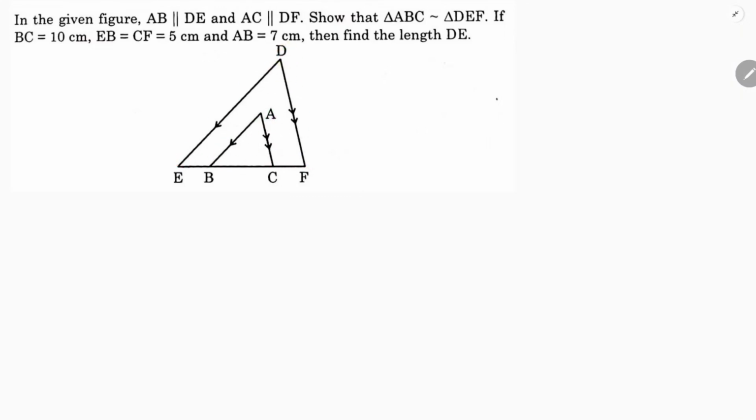We need to prove triangle ABC is similar to triangle DEF. Now see, here these two lines are parallel, AB and DE. So I'll take this angle and this angle. They both are equal because of the corresponding angles. Angle ABC equals angle DEF. Reason is corresponding angles, as the lines are parallel.